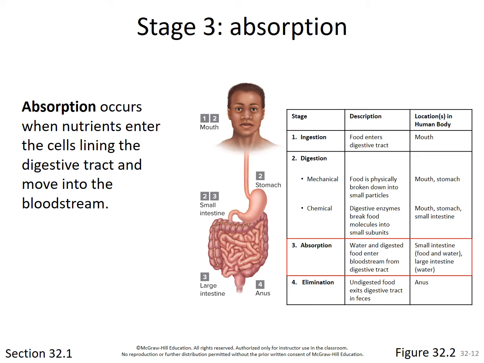It's not going to do much good to absorb the nutrients if there's not distribution of those nutrients around the body. So you're going to see both cells lining the digestive tract and a really extensive portion of the circulatory system surrounding these digestive organs. So this is stage 3, which is absorption.